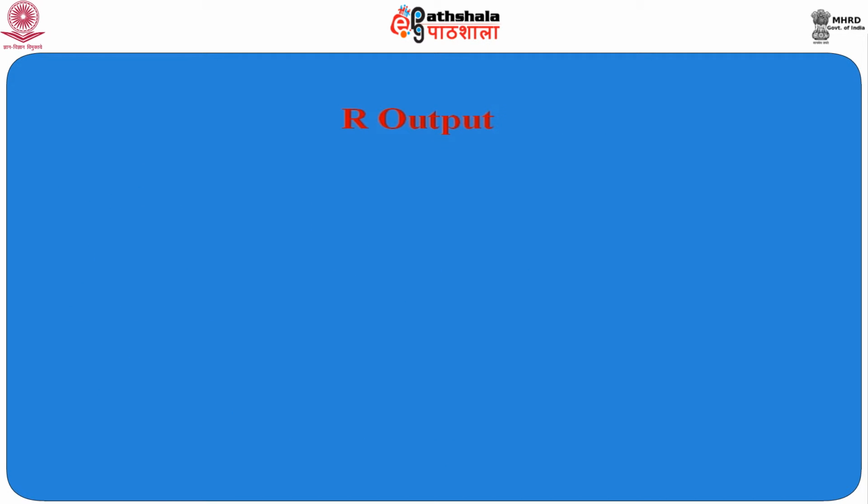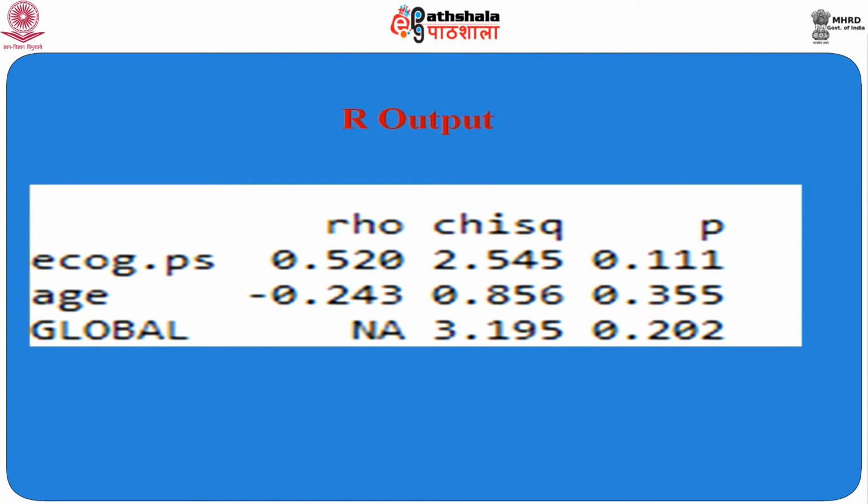This is the R output that gives the rho value and chi-square value. It shows how suitable the models are to be considered here or not. Model acceptability can be observed with the cox.zph function and the coxph function.